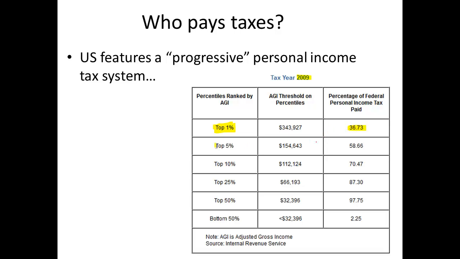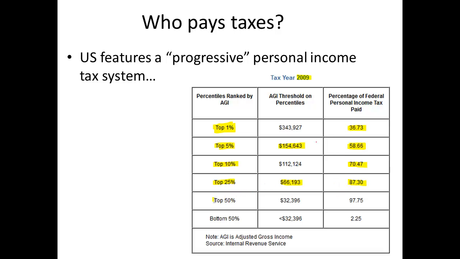If we broaden that out to the top 5% of earners, now we're talking about people making $154,000. So they're well off, but by no means filthy rich. They're doing 59% of all the personal income tax. The top 10% are doing 70% of all the personal income tax. The top 25%, now we're talking middle class folks who are making a household income of $66,000. They're paying almost all of it, 87%.